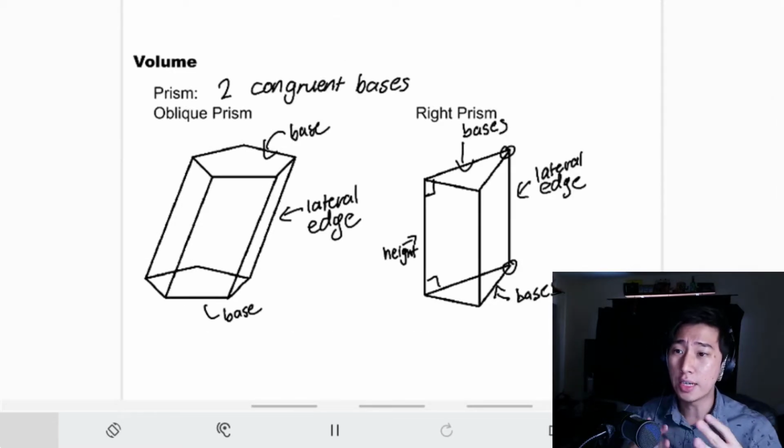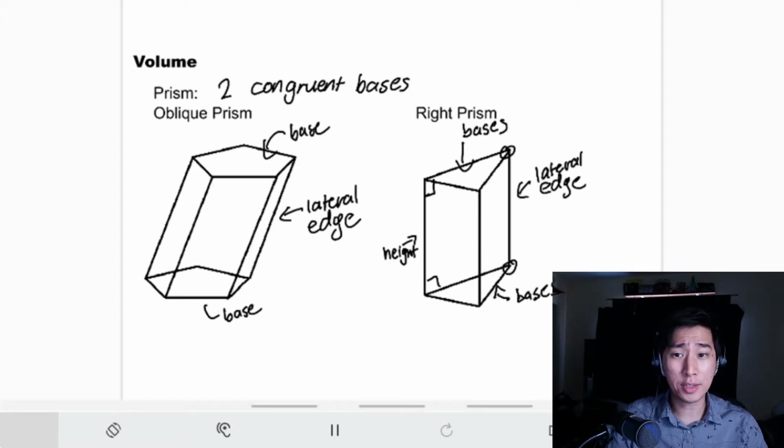But again, there is a difference between altitude and lateral edges. Sometimes lateral edges are your altitudes or your heights, but that's not always the case. Whenever you're thinking altitude, just like when we did with triangles, it should always be a right angle, a 90-degree angle.